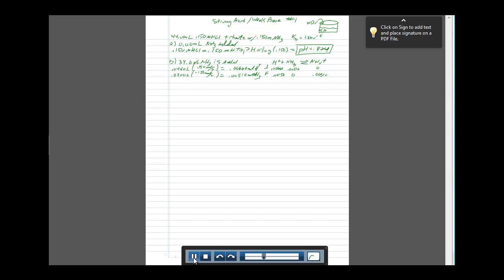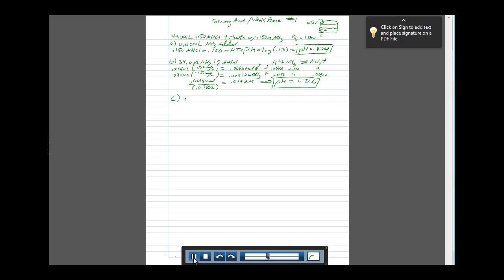If I have acid left over, I have an excess of H+, and this excess of H+ is 0.00150 moles of H+. Dividing that by the volume, 0.0780 liters, gives me a concentration of 0.0192 molar, and then figuring out the pH of that works out to be 1.716.